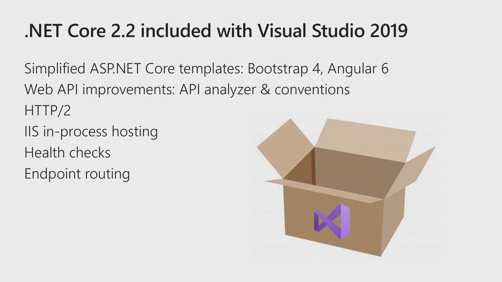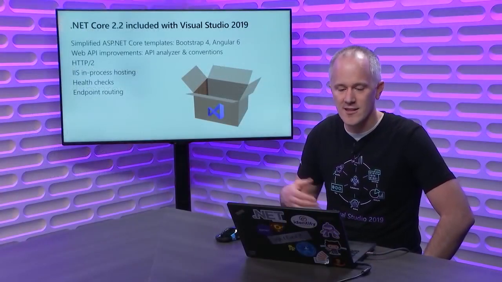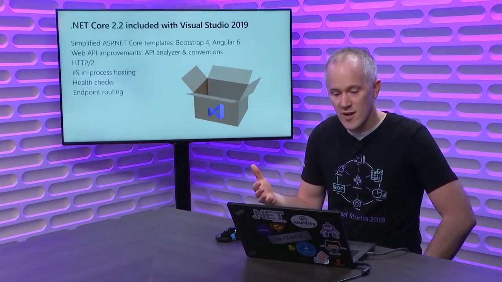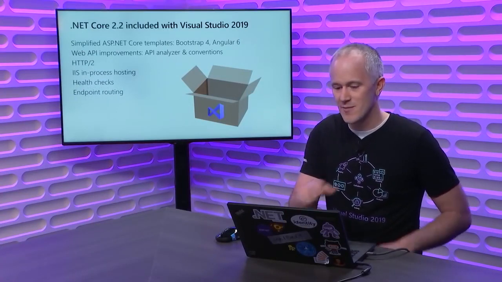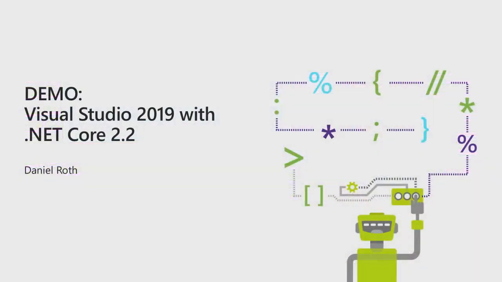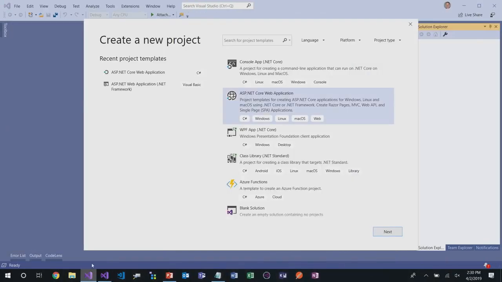We added HTTP2 support to Kestrel, our cross-platform web server, and we also enabled in-process hosting support for IIS. We added a new health checks framework and also a new routing framework that we call endpoint routing. Now, let me go ahead and show you what it looks like to do web development with Visual Studio 2019 and .NET Core 2.2.